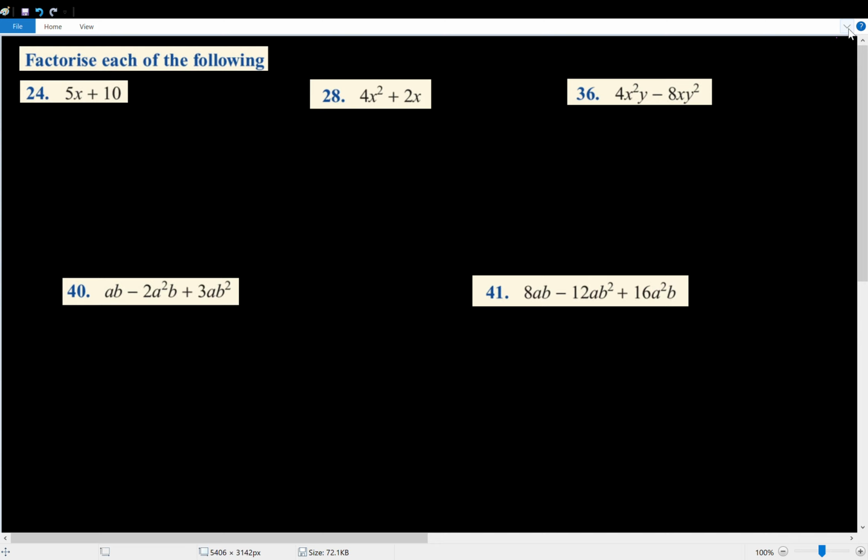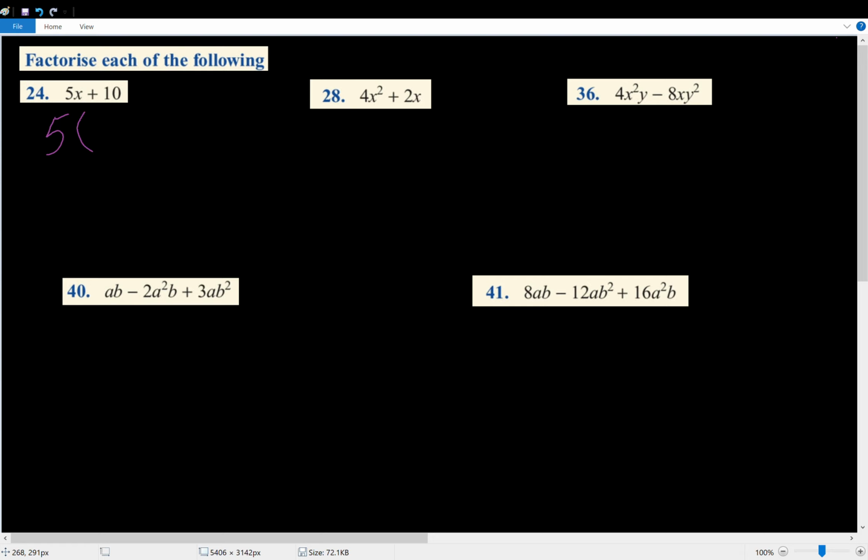Because there is no x in the second term in our expression, that means we don't have to worry about getting the highest common factor for the letters in this one. But we will have to get the highest common factor between 5 and 10. The highest common factor is the largest number that will divide into both of them. And the largest number that will divide into both 5 and 10 is 5. So I'm going to put down 5 and open a bracket.